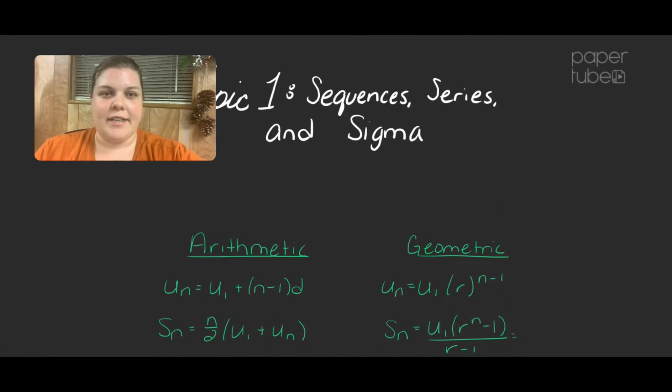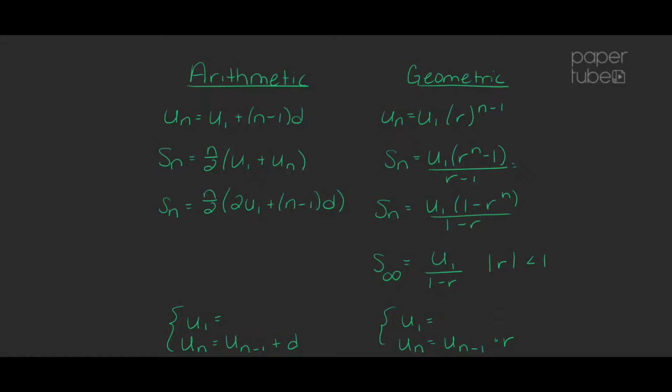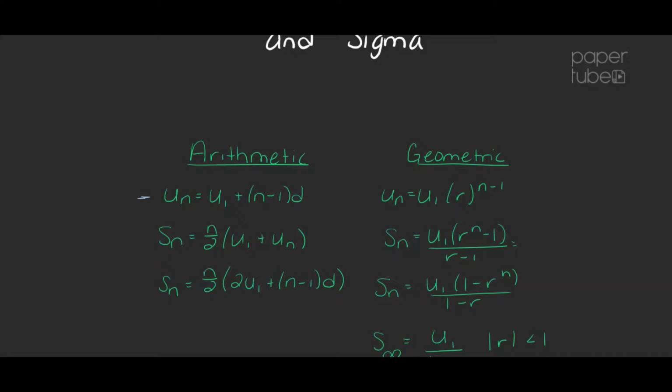As you can see on the screen, I have formulas for both arithmetic and geometric sequences. These formulas are provided in your Math SL formula book. That means that you do not need to memorize these. First, let's look at the first two formulas. These are called explicit formulas, or formulas to find the nth term. They help you to find any term in the sequence that you want to look for.